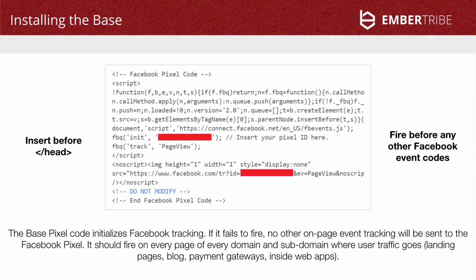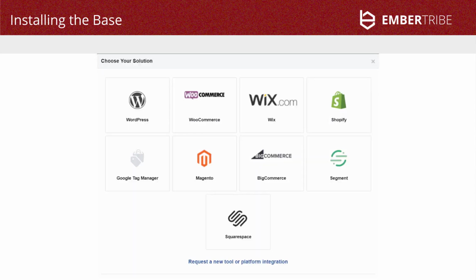This pixel needs to fire everywhere on your site. It needs to fire on your marketing site. It needs to fire in your app. It needs to fire on your Unbounce instance. It needs to fire in your Shopify cart. It needs to fire in your payment gateway. If you've got a page that you send traffic to, you need to be firing the Facebook pixel. Even if you don't fire any standard events on that page, you need to fire the Facebook pixel for tracking purposes. It is crucial that you have this set up.